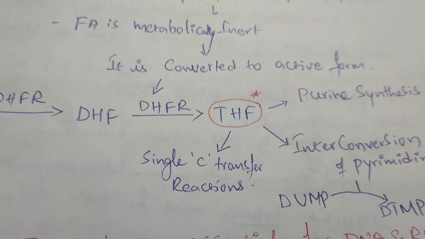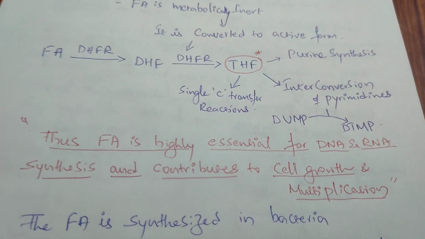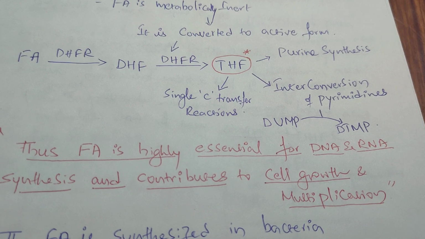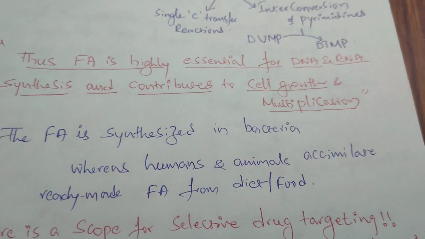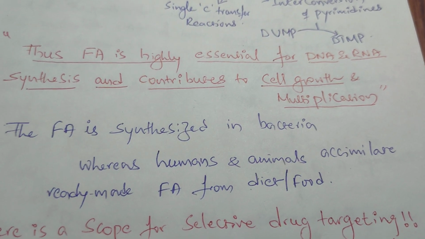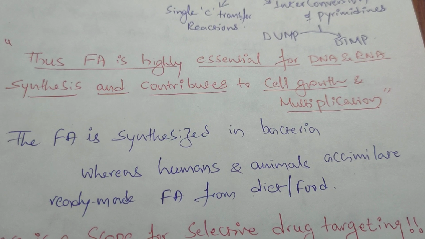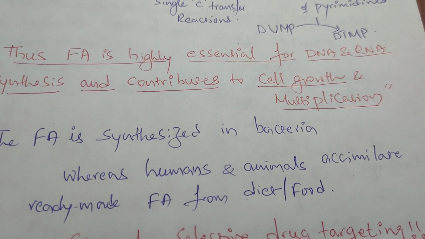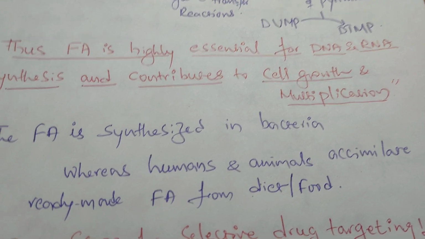Thus, folic acid is very, very important for cell growth and multiplication. That's what we have said. It is highly essential for DNA and RNA synthesis. It contributes to cell growth and multiplication. Then this folic acid in bacteria is synthesized, whereas in human beings and other animals, we assimilate it from ready-made sources. Folic acid is absorbed through our diet and food.